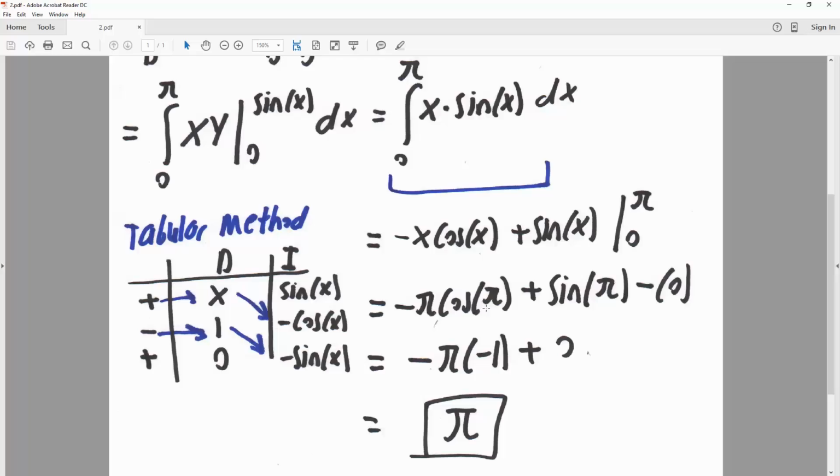Negative cosine pi means negative pi times negative 1, since cosine pi is negative 1, and sine pi is also 0. So our final answer is negative pi times negative 1, so it's going to be pi. And that's all we need to do.